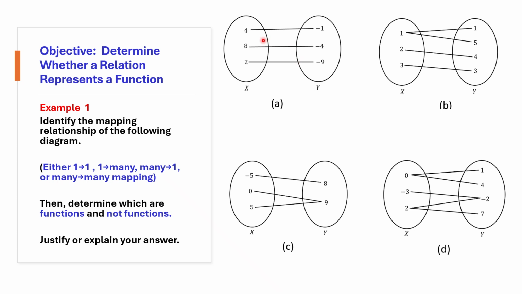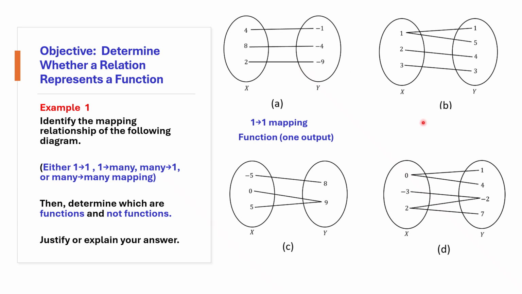In diagram A, we can see that for every input of x, there is exactly one output. 4 maps to -1, 8 maps to -4, 2 maps to -9, and we can see that the mapping is a one-to-one mapping. Identifying whether it is a function or not, as we recall in the definition of the function, for every input x, there should be exactly one output. We can see that there's always one output, so the relation is a function.